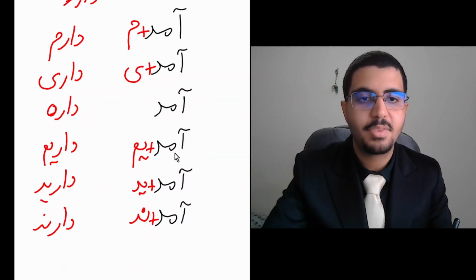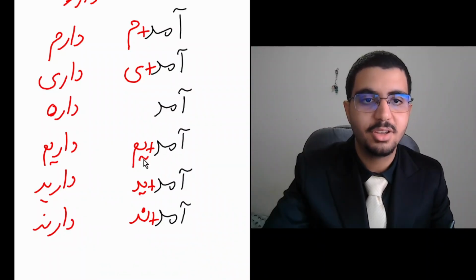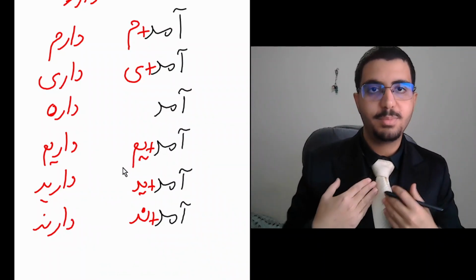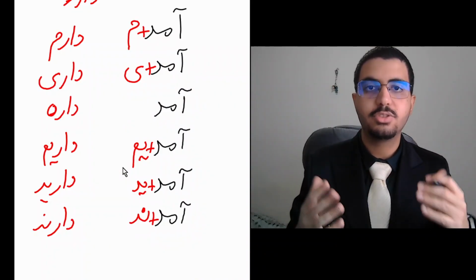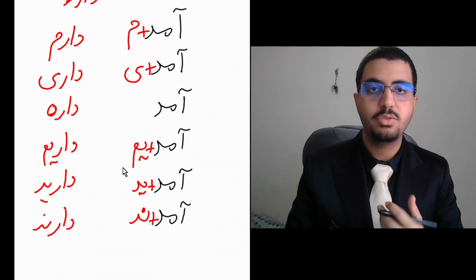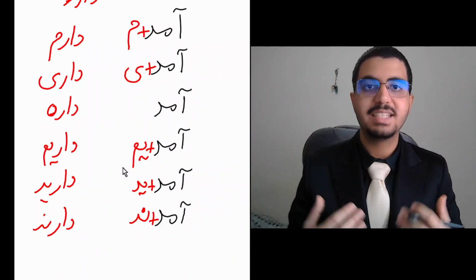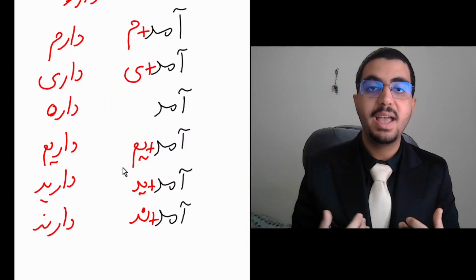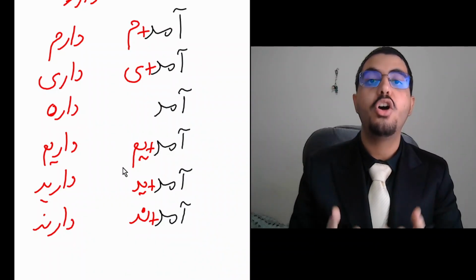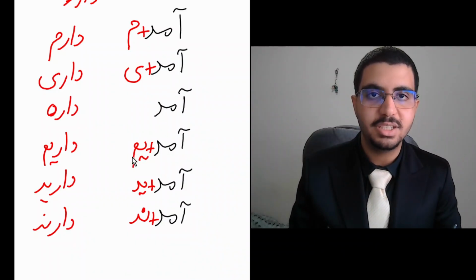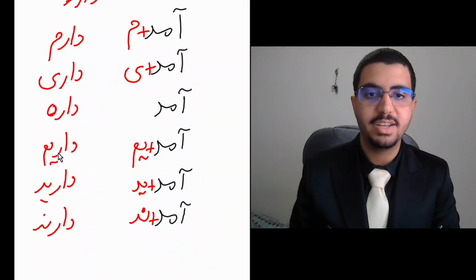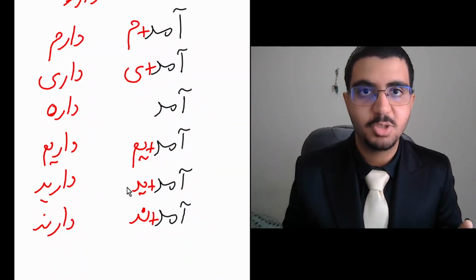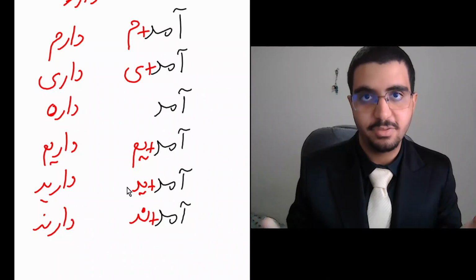Now we have آمدیم. When you want to talk about we as a group, you and your friends or your family, you're just not one person, you're few people. And you want to address as we. So you say آمدیم. You add an im here. Ye and mim. It would sound like im if you add it to any verb. So darim. Im.